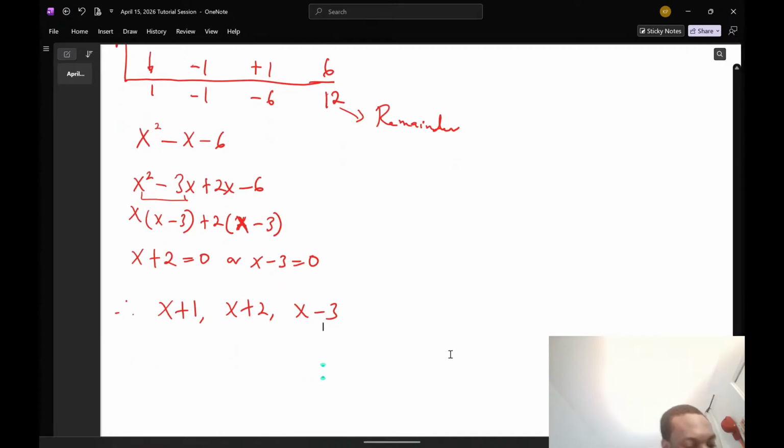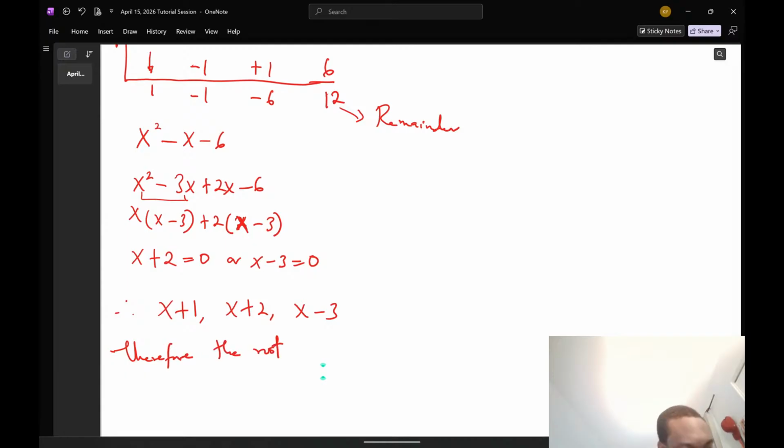So therefore the roots are x is equal to -1, which makes it a double root, and then we have -2 and -3. So that's the answer for that.